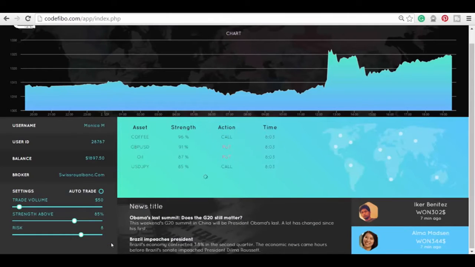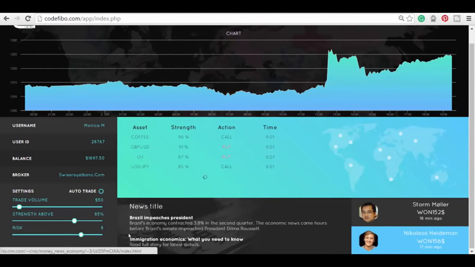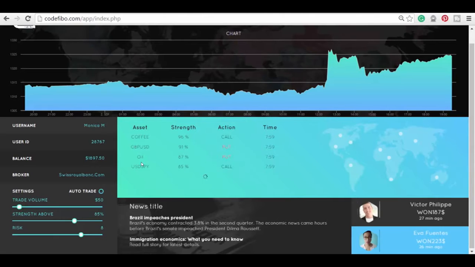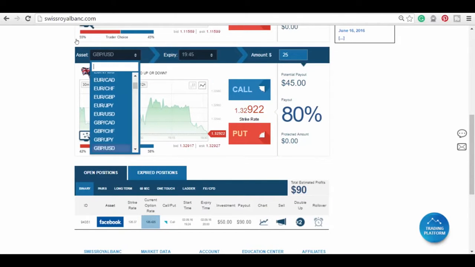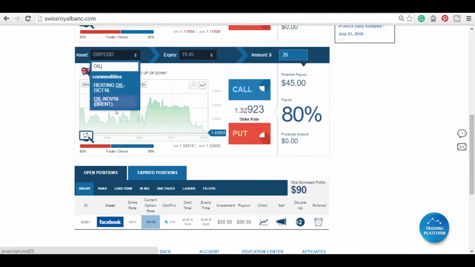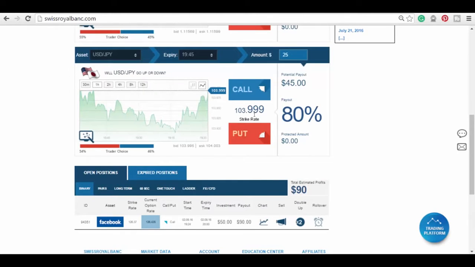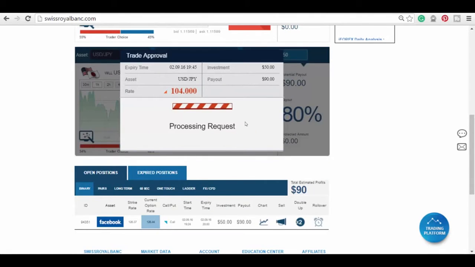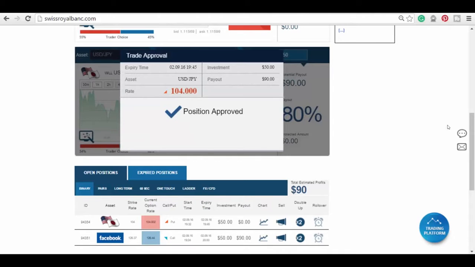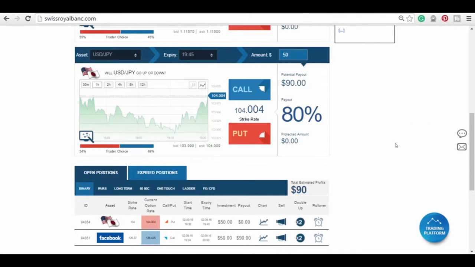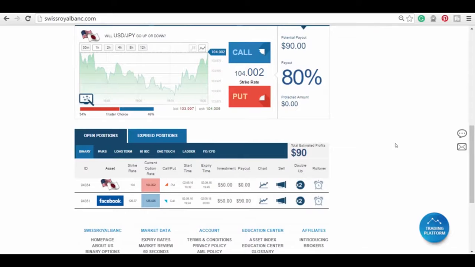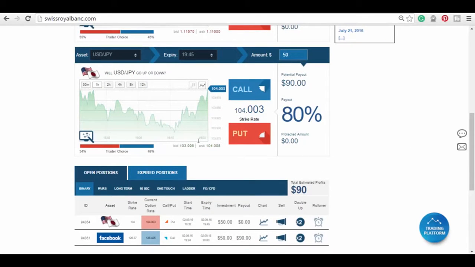Okay, I am going to skip GBP USD. Let's move on to, yeah, I'm not seeing oil in the asset list. Okay, let's move on to the next one, which is USD JPY. It's trending really high, so that's a good signal. Let's do a put, and this is our fourth signal.